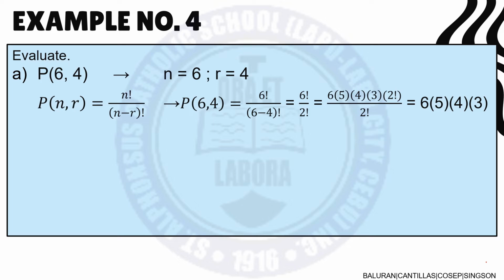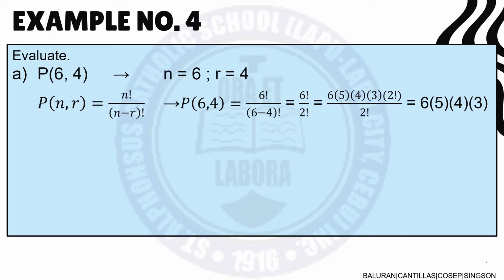So we have 6 factorial over the quantity 6 minus 4 factorial. Then we have 6 factorial divided by 2 factorial. Then rewrite 6 factorial. As you have noticed, we did not stop at 1. Since in our denominator we already have 2 factorial, we will just stop at 2 factorial, or whatever number is in your denominator.